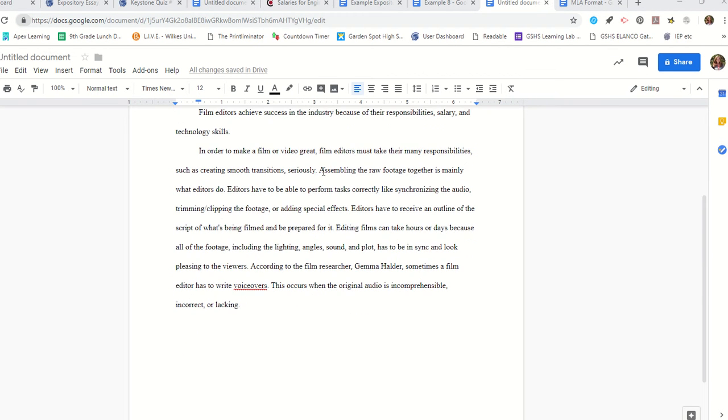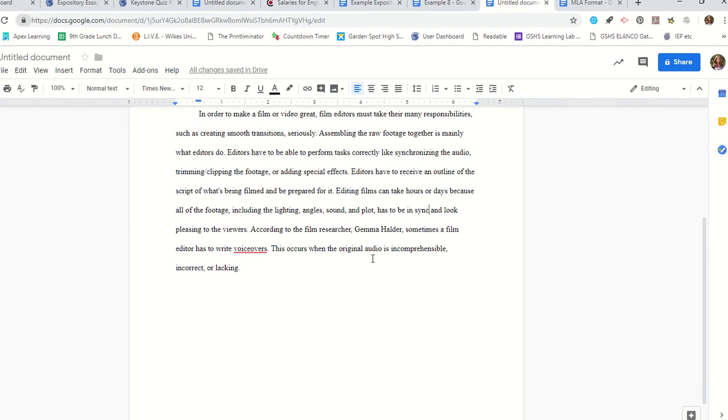So for example, some facts, assembling raw footage together is mainly what film editors do. This is all about their responsibilities. And we should transition between ideas. Editors have to be able to perform tasks correctly. Editors have to receive an outline of the script of what's being filmed to prepare. They take hours or days to work on the footage. And then I have an in-text citation because this fact I got from this author.